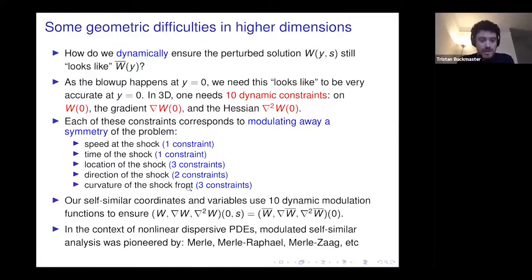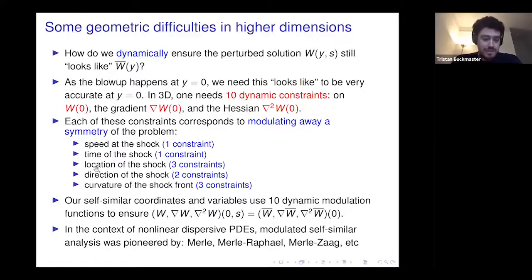Now, to compare to the 1D case, you just have the speed of the shock, the time of the shock, and the location of the shock, and that would be 1 + 1 + 1 constraint. So you'd only have 3 symmetries you'd need to modulate away. But in the 3D case, you have 10 symmetries that you have to modulate away.